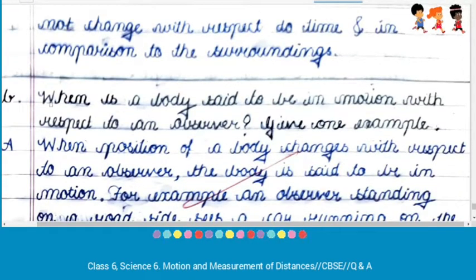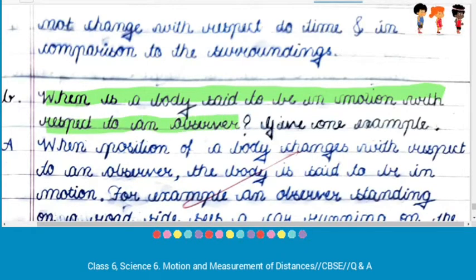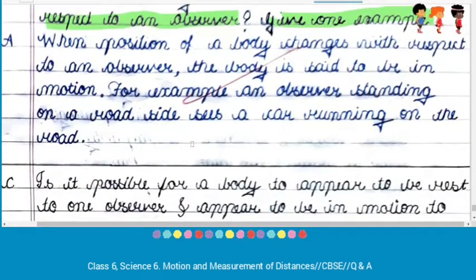B. When a body is said to be in motion with respect to an observer, give one example. Answer, when position of a body changes with respect to an observer, the body is said to be in motion. For example, an observer standing on a roadside sees a car running on the road.